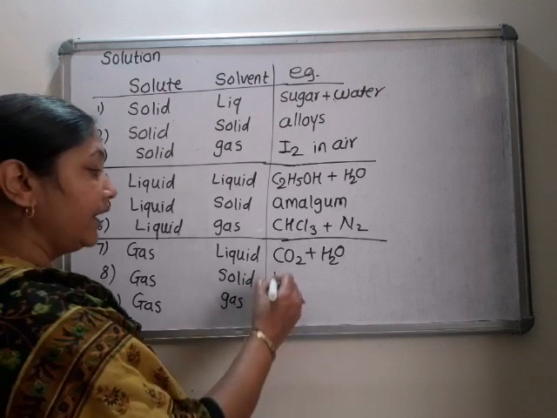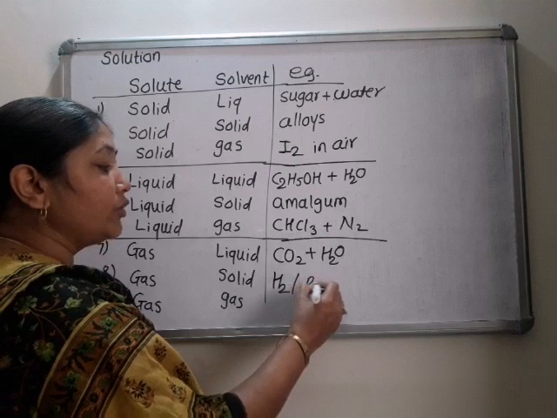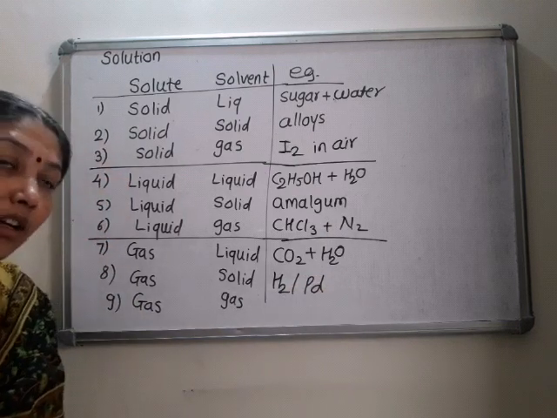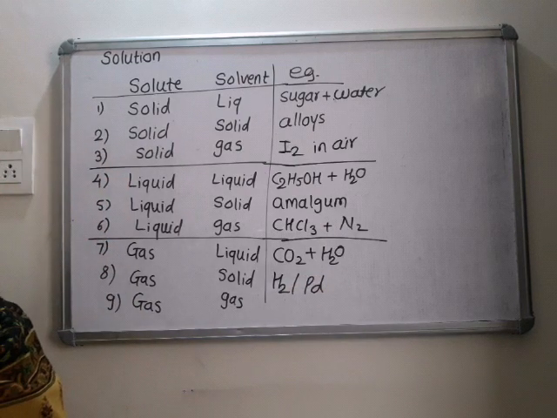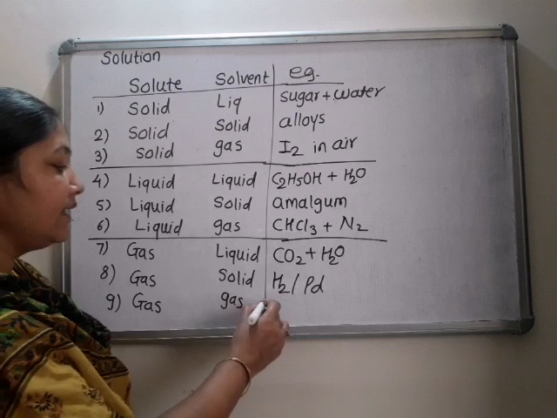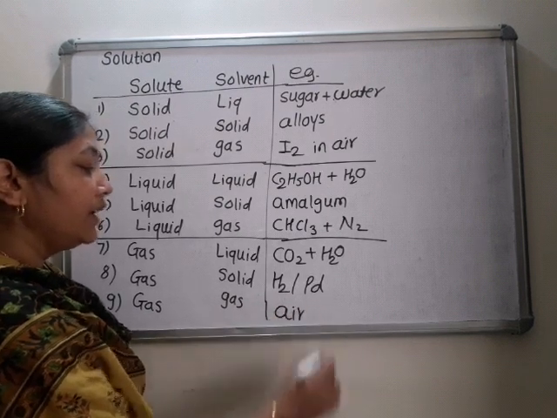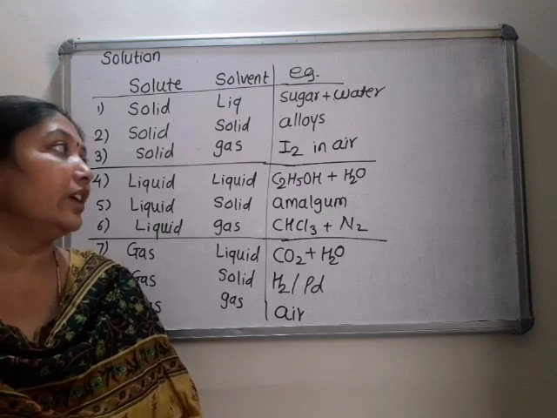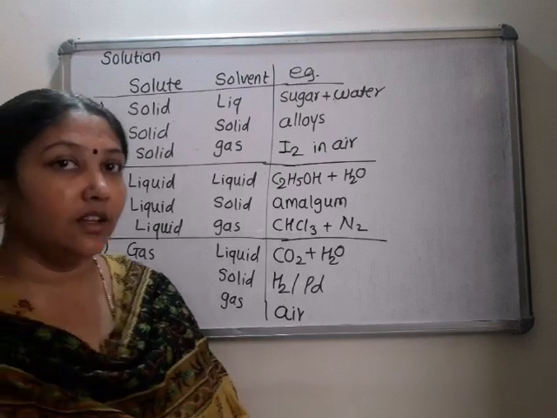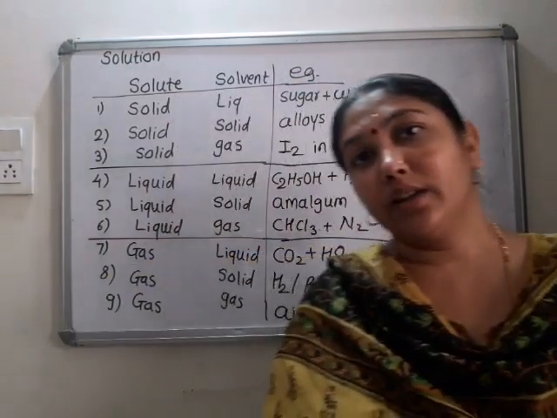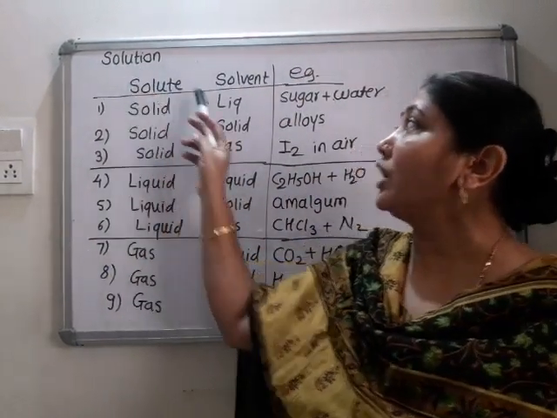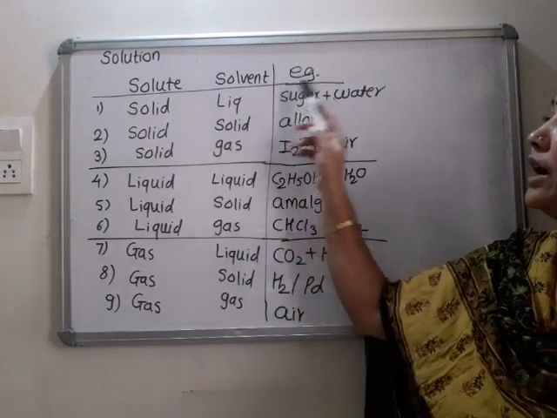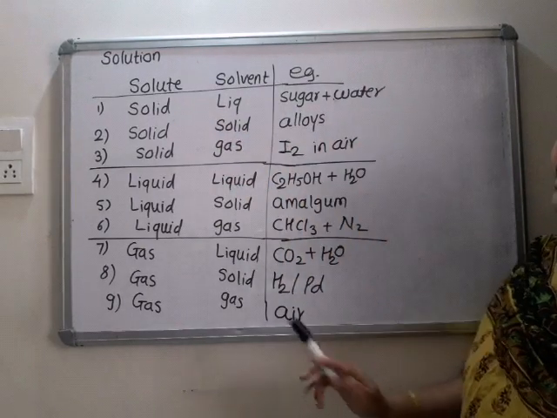Gas in solid: H2 gas adsorbed on nickel or platinum or palladium. So that is one homogeneous mixture. And gas in gas, the best example is air. Air is a homogeneous mixture of different gases. Is this clear? First type, that is classification of solution depending upon solute and solvent, and examples of each class.